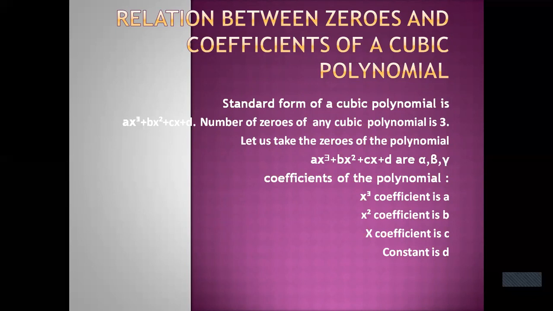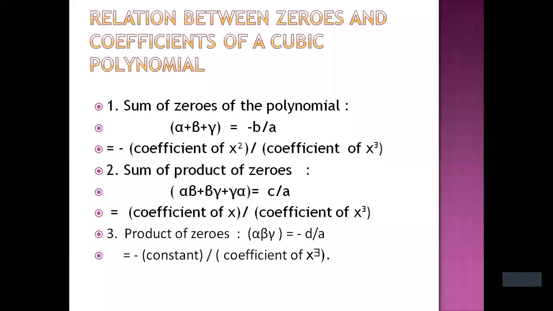So the coefficients of the polynomial: x cube coefficient is a, x square coefficient is b, x coefficient is c and constant is d. Now let us see how to find the relationship between the zeros as well as the coefficients. The zeros are alpha, beta and gamma. The coefficients are a, b, c and d. Before going to the example, first let us see the formula.